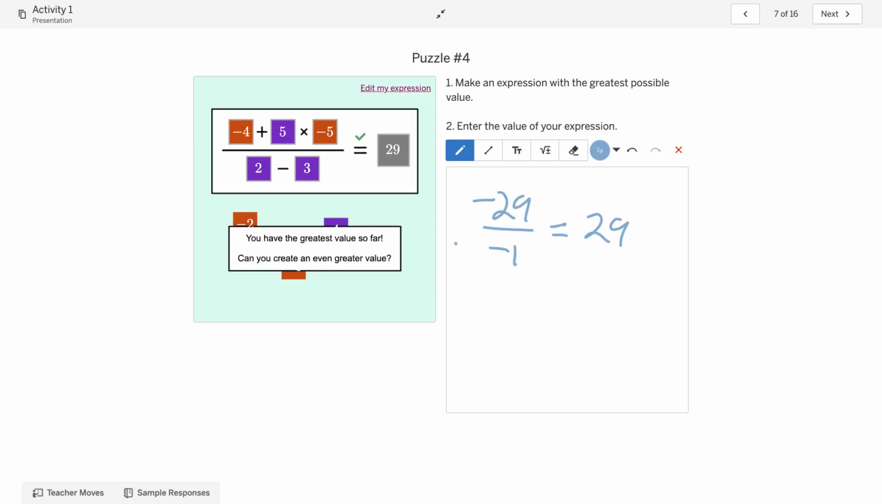And that works. So you can see by just thinking about the problem, you have different options by saying, well, do I want the bottom to be a negative? Do I want the top to be a negative? Because then they will cancel out to get a positive.